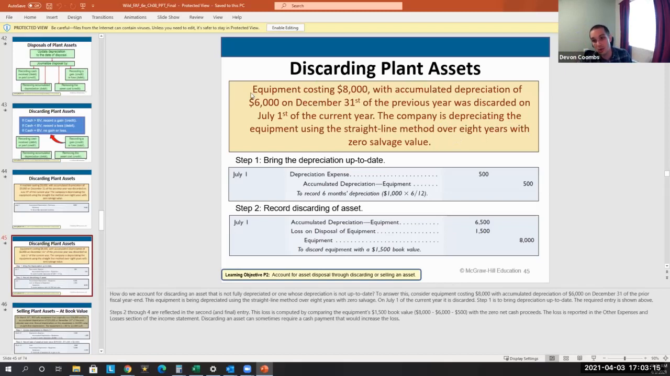We're doing 1,000 a year because it's an 8-year depreciation model. First, we have to record depreciation expense of $500, which is the 8,000 divided by 8 years, times a half year. That's our 500, and we add that to our accumulated depreciation. Then the equipment cost less our accumulated depreciation is our loss on disposal of equipment, that 1,500. So we need to debit our income statement immediately and record a loss on disposal of equipment because we threw out our equipment before it was fully depreciated.